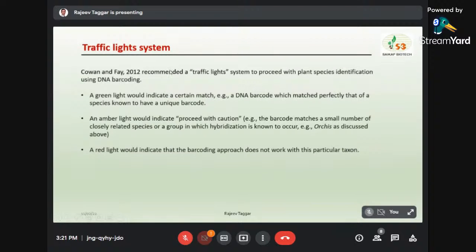Now, traffic light system. Okay, what time is it now? It's 3:20 already. Before I go to this bit, could we take maybe a 5 minute break? It's been an hour and 20 minutes, so we take 5 minutes and then we get back into it. Okay then, please.